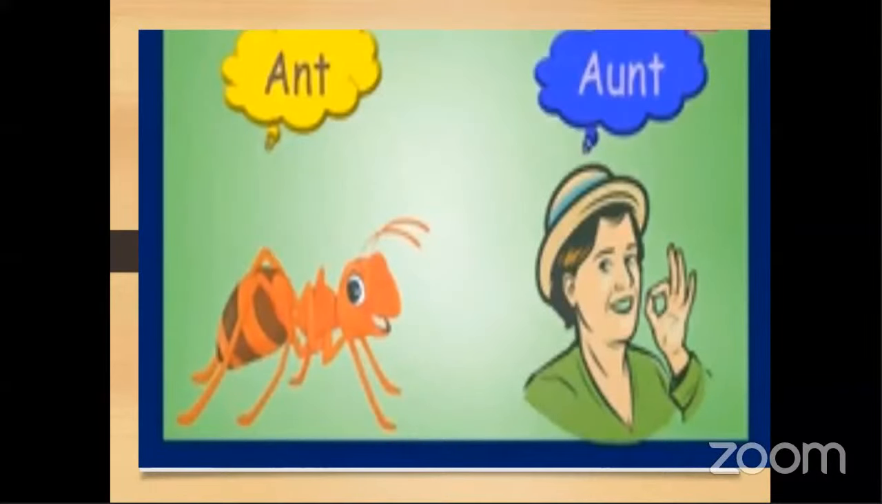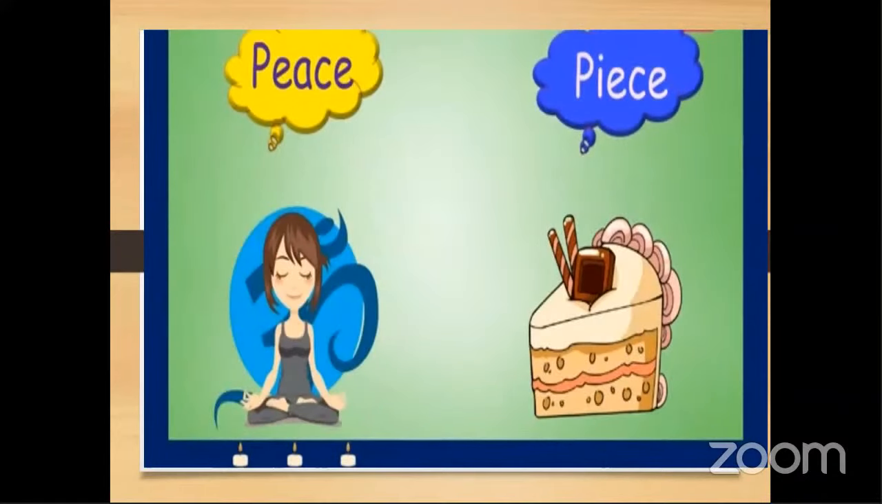Now, this left side is an ant. But on the right side, the picture is showing a person. It is an aunt. So only one U alphabet, that is a vowel sound, is put in between. Now, peace on the left side means peace. We are sitting quietly in one place and have a piece of cake, so cake or a pastry. So this piece, this spelling, can you say? P-A-C-E.